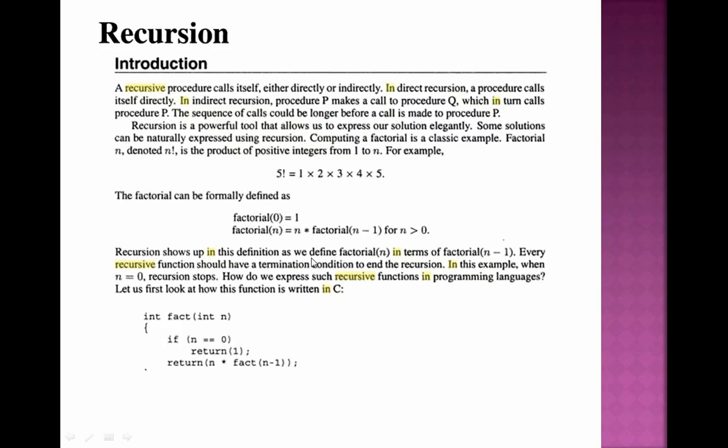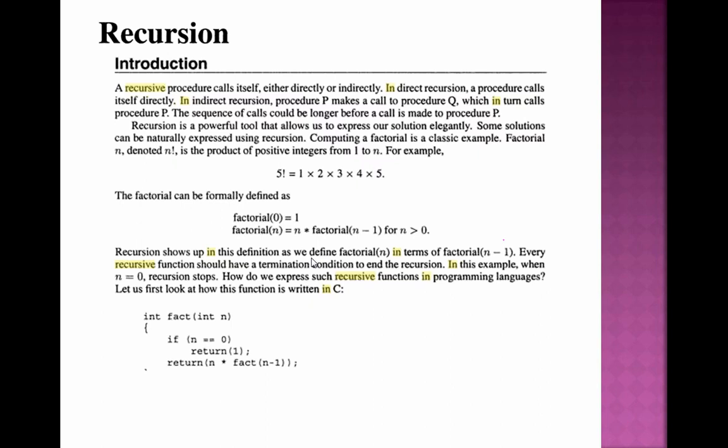Next, we also studied what is a recursive procedure. Means the same procedure calls itself, that is known as recursive procedure, that can be done either directly or indirectly. So whenever a function or the procedure calls itself, that is known as direct recursion. And suppose one procedure calls another procedure, and in turn another procedure calls the original one, that is known as indirect.